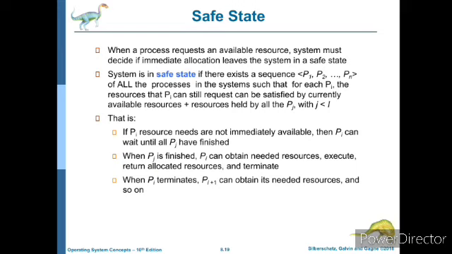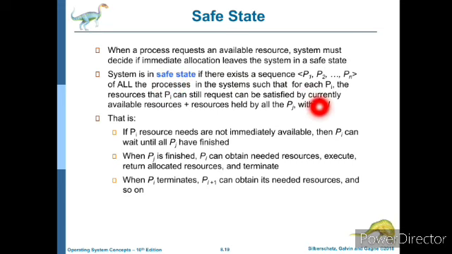Consider the sequence of processes P1 to Pn. It is a safe sequence for the current allocation state if, for each Pi, the resource request can be satisfied by the currently available resources plus the resources held by all the Pj with j less than i, that is, processes Pj that appear before Pi. So this is a safe sequence.